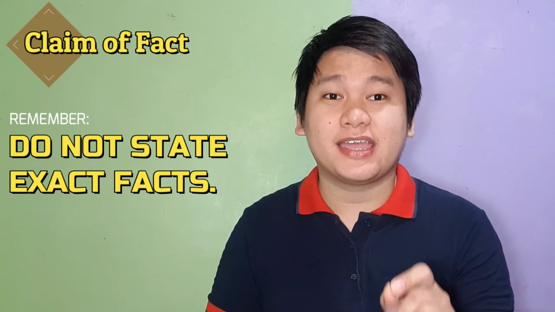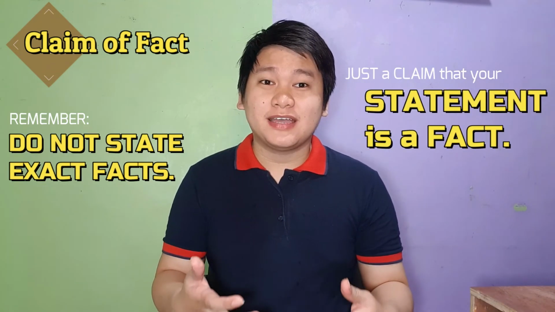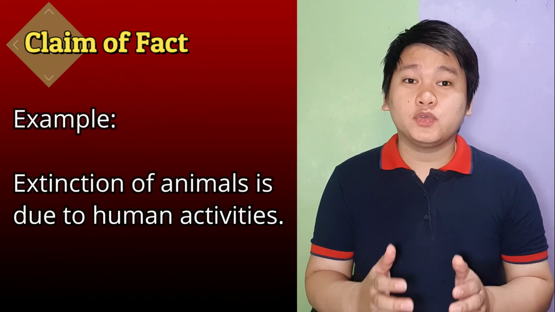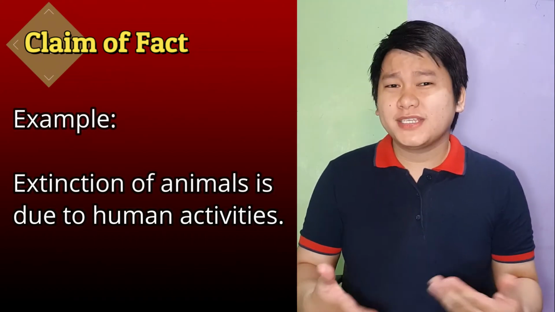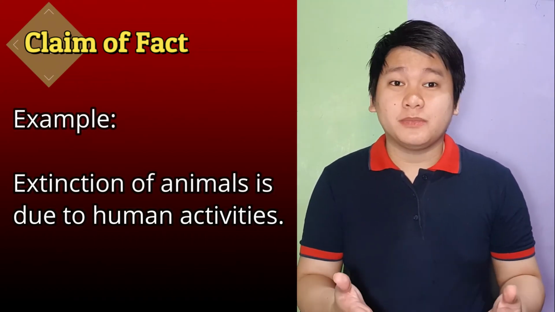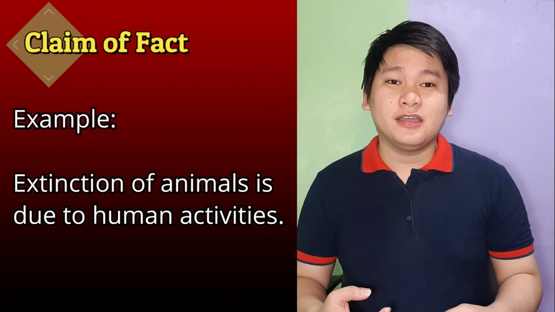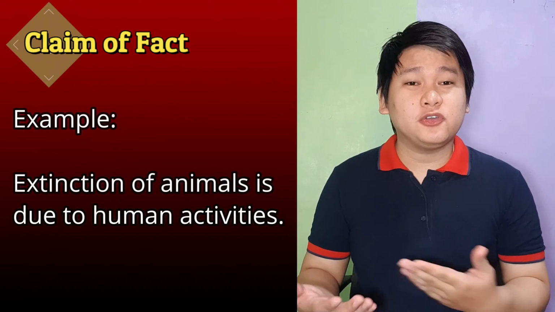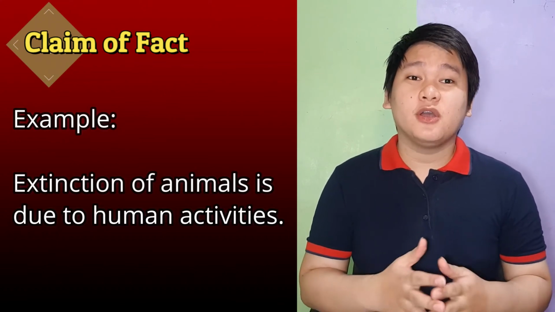However, remember that the claim of fact is not just stating exact facts. It is claiming that something you believe is a fact and that it can be proven through evidences. Example, extinction of animals is due to human activities. Although this can be proven by some studies or documents, it is still a claim of fact because it is still debatable. Why? Because how sure can we be that humans are the only reason why animals go extinct?